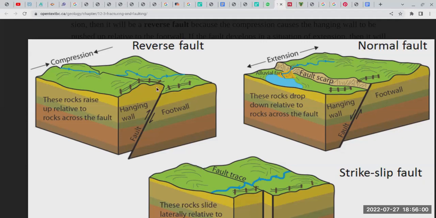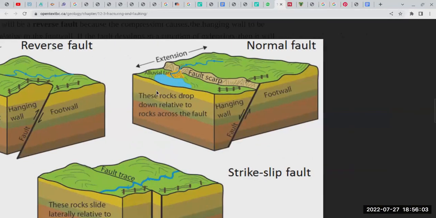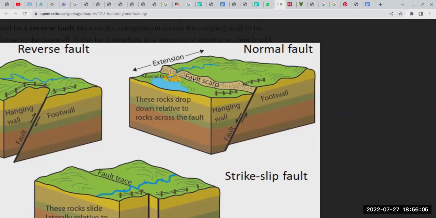Piece go up, hanging wall. Piece go down, foot wall. Look at my normal fault. Look at what happens. This is my reverse fault. My normal fault is where I have this hanging wall going down and the foot wall coming up. So this is a normal fault where you have a drop in something. The reverse fault is where you have the hanging wall up top and the foot wall on the bottom.